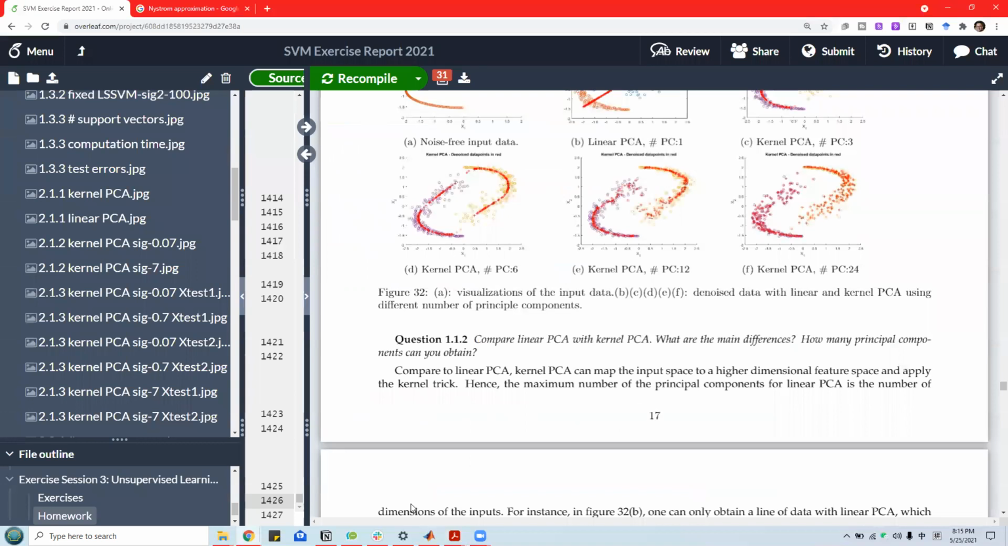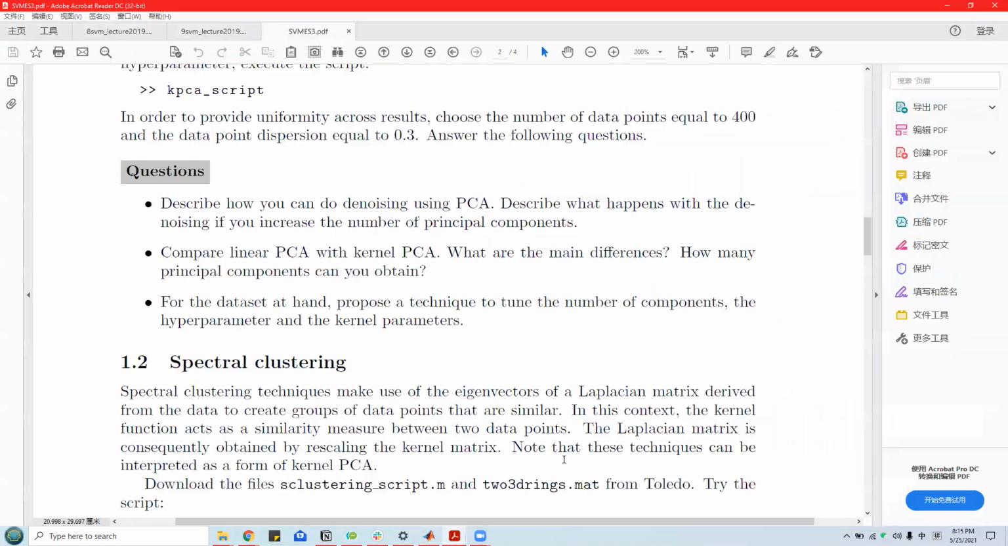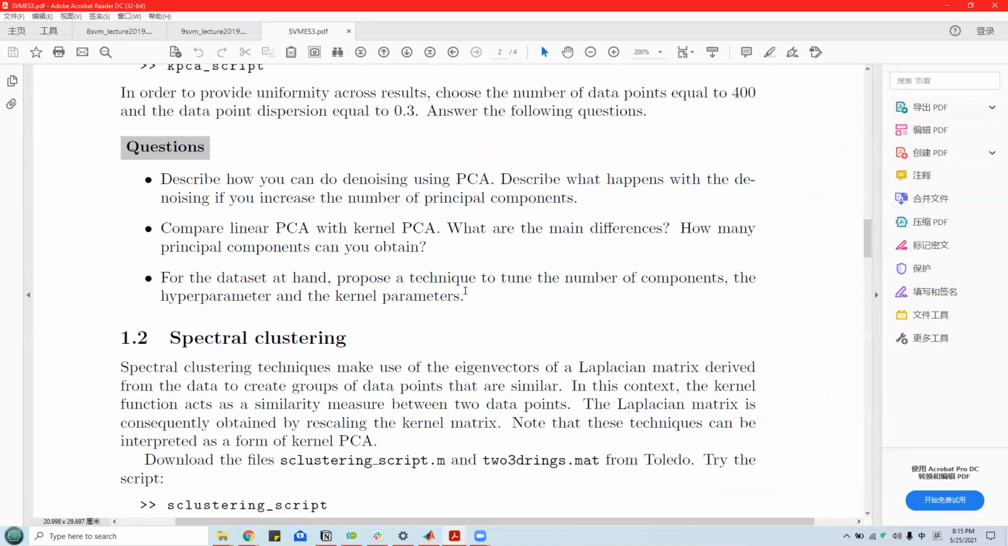So are there any comments on this question? If there's nothing, if you guys think it's okay, we can move on in 10 seconds to the next one. All right, so let's move on to the next one.